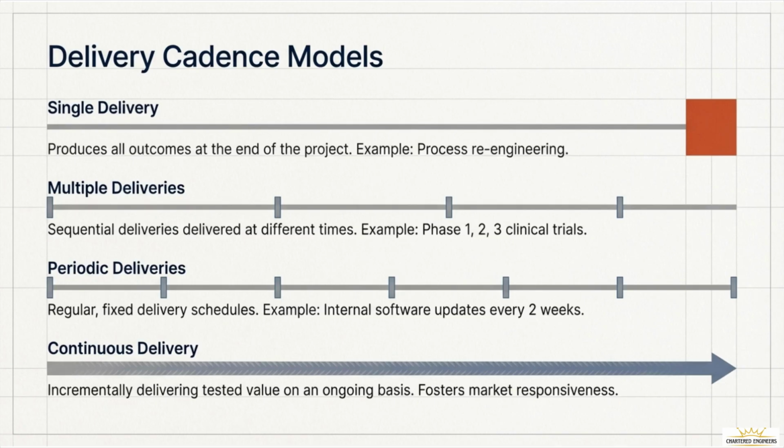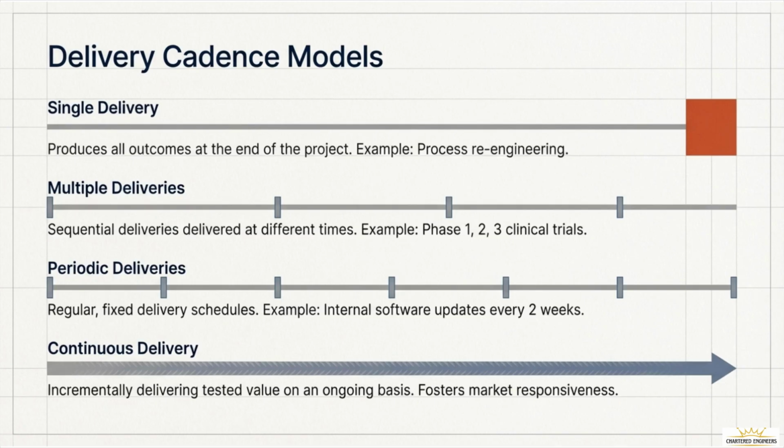Second is multiple deliveries. Here, you have sequential deliveries at different times. Think of pharmaceutical clinical trials. Phase 1 is a delivery, Phase 2 is another, and so on. Each phase provides a specific result before moving to the next. Third, we have periodic deliveries. This is very common in modern business. Think of internal software updates that happen on a fixed schedule, like every second Tuesday of the month. It's predictable and regular. Finally, we have continuous delivery.